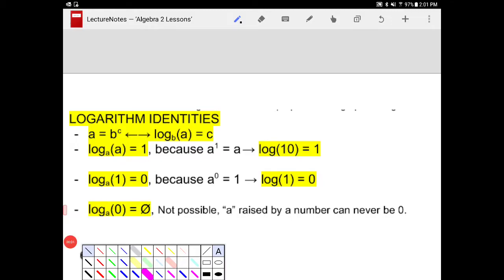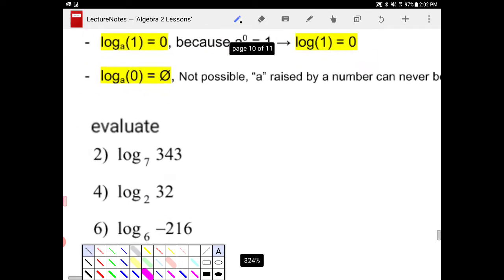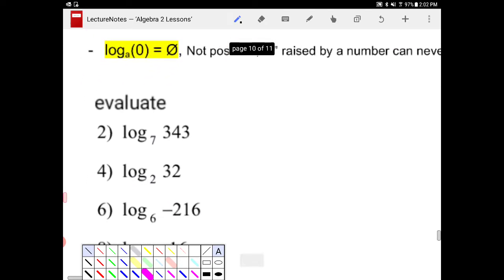Hello students, in this video I will be applying the following logarithm identities in several different exercise questions. So let's take a look. So what I'm asked to do is to evaluate log base 7 of 343. So how am I going to do this?